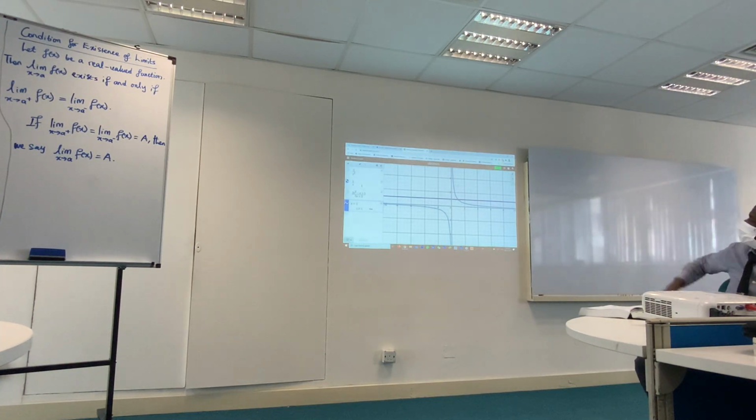The limit of 1 over x as x tends to 1 is 1. So why am I not saying... Wait, like what? 1? Huh? No, it should be 0. Limit of 1 over x, yeah, when x tends to 1.